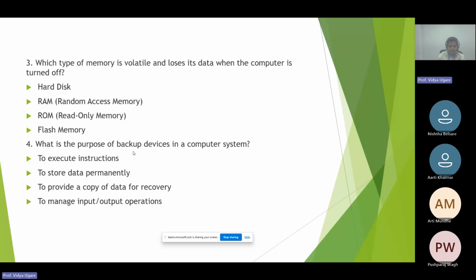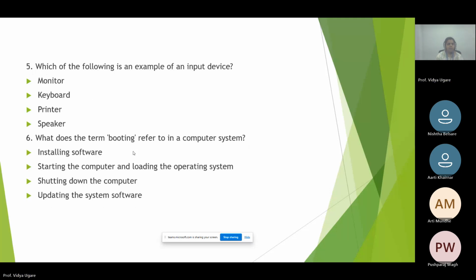Okay. Yes, correct answer. Now, which of the following is an example of an input device? Monitor, keyboard, printer, speaker. Keyboard. Yes. What are the other examples of input devices other than the keyboard? Keyboard, mouse, scanner, joystick. These are all examples of input devices. Keyboard is right.